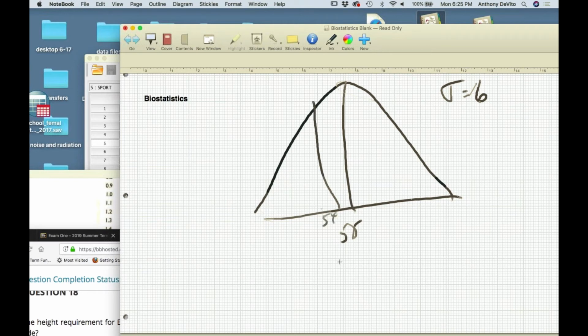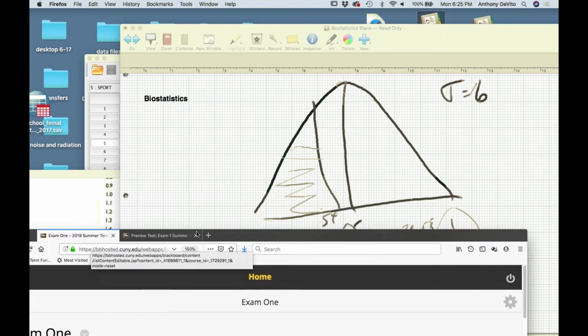So we would calculate the z-score for 54 inches, which would be 54 minus 55, which is negative 1, over 6, so negative 1 over 6. We would find that in the z table, and this is the percentage of 10-year-olds that can't go on the ride. It's the next one that I think caused some problems.